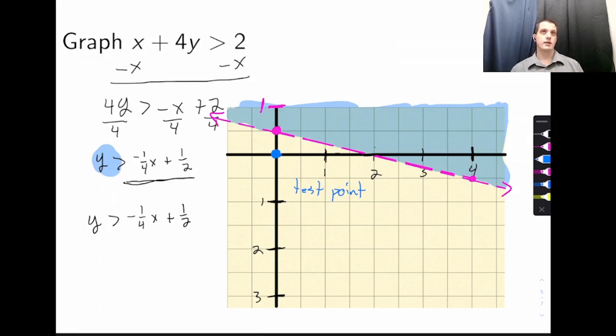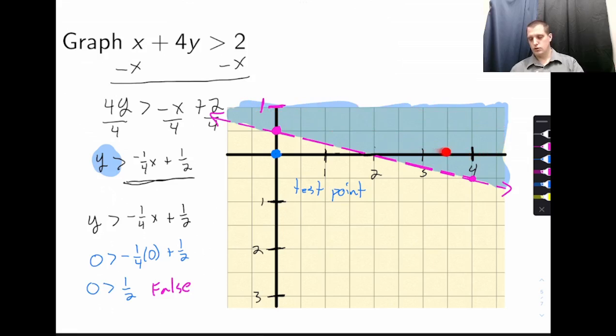And what I'm going to do is take that test point and plug it into the equation. Our x is 0, so we're going to get negative 1/4 times 0 plus 1/2. Our y is 0, and we'll just simplify. Is 0 greater than, let's see, negative 1/4 times 0 is 0, plus 1/2. Is 0 greater than 1/2? No, that's false. Since that's false, we need to shade the side of the graph which does not include the test point, which, well, we just did. That was this part here.